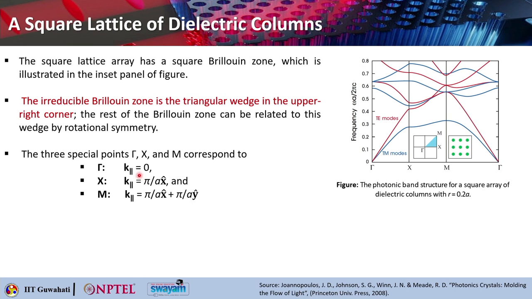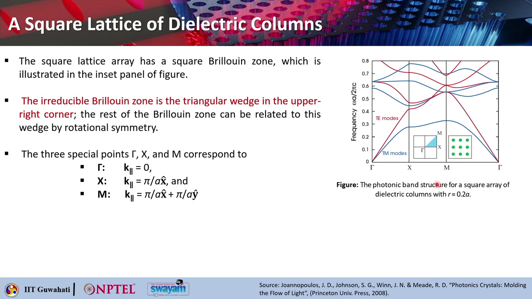So gamma can be written as k parallel equals 0, and the point X can be written as pi by a x cap comma 0, and for M you have k parallel, which is pi by a x cap plus pi by a y cap. So that is how you can mark the different directions of the parallel wave vector. Basically this gives you information on all the directions of light propagation, or light falling on this particular crystal along the xy plane, right.